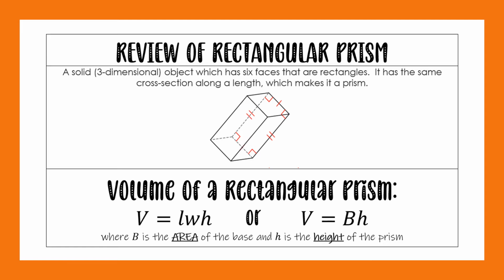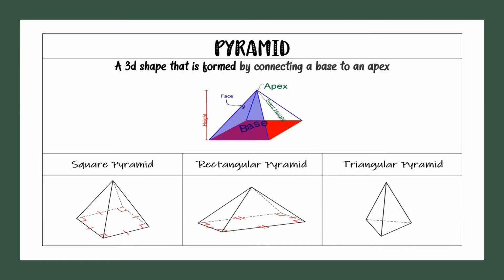Rectangular prisms are important because they are related to pyramids. So in class, we're going to watch a video that shows you how the volume of a pyramid is related to the volume of a prism. But let's make sure we understand what a pyramid is first before we get into how to find the volume.